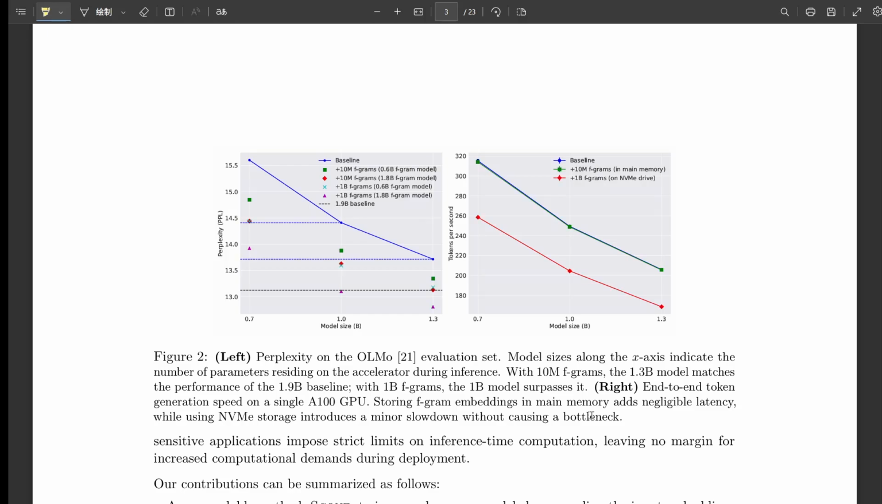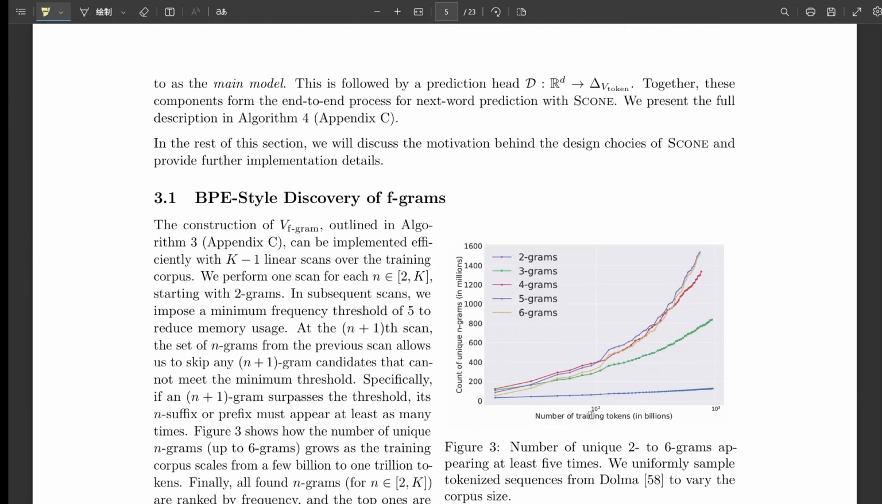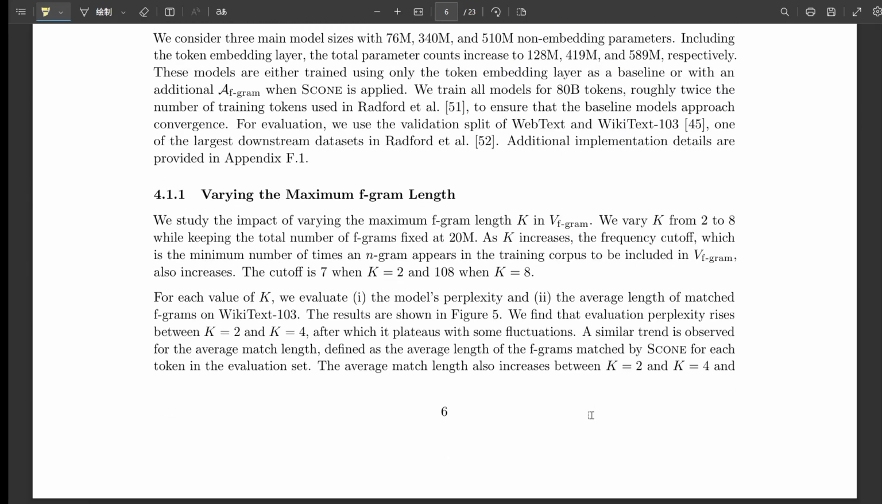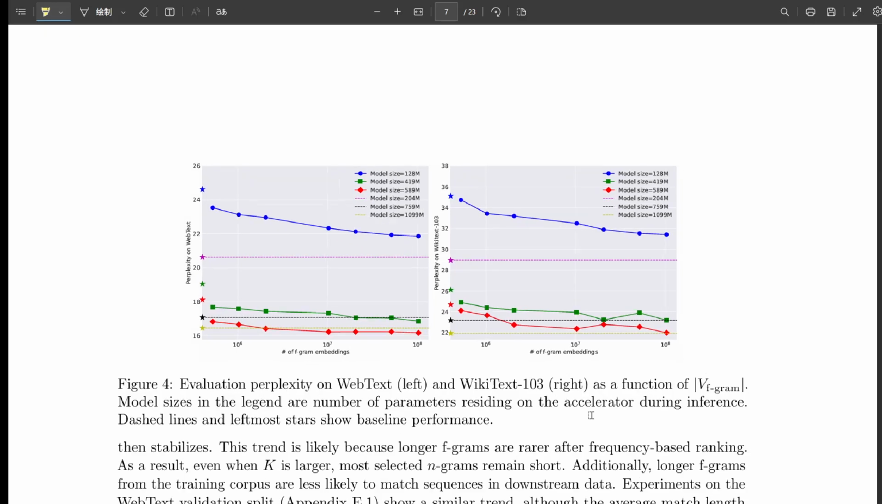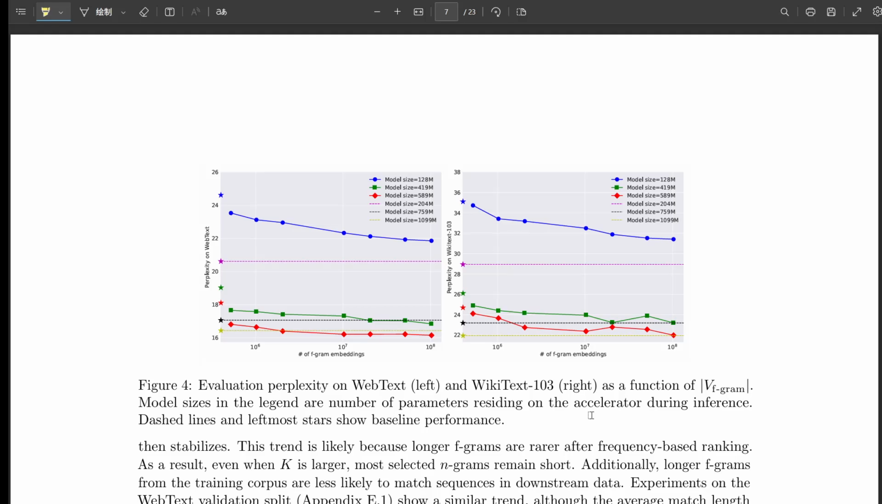Right. The first new dimension is simply scaling the number of f-grams, making that offload table MathCal E bigger. You can improve the model just by adding embeddings for more frequent phrases. The paper shows this clearly, figure 4. As they increase the f-gram count from about 500,000 up to 100 million, performance gets consistently better. This costs more RAM or SSD space, sure, but the accelerator inference load stays the same. Okay, so more cheap memory equals better model without touching the GPU VRAM at inference.